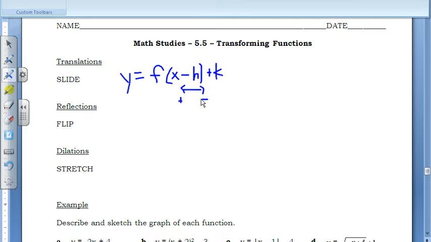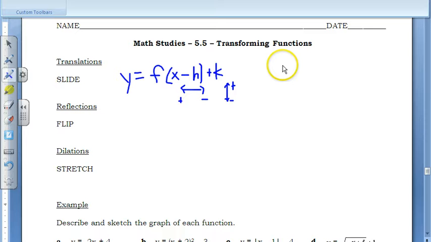Now that's backwards from what you would think, because you would think that going to the right is the positive direction, so we should use a plus. But because x is the independent variable in those parentheses, it actually acts the opposite way. But k is what you would think it is. Adding something makes the graph move up, subtracting something makes the graph move down.